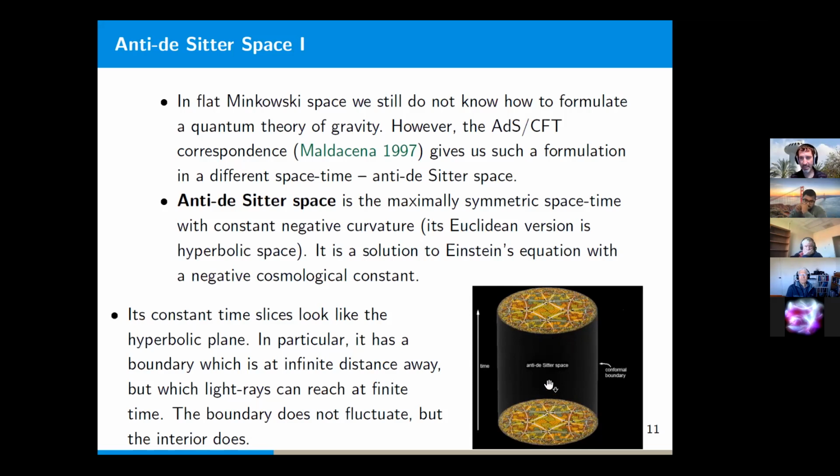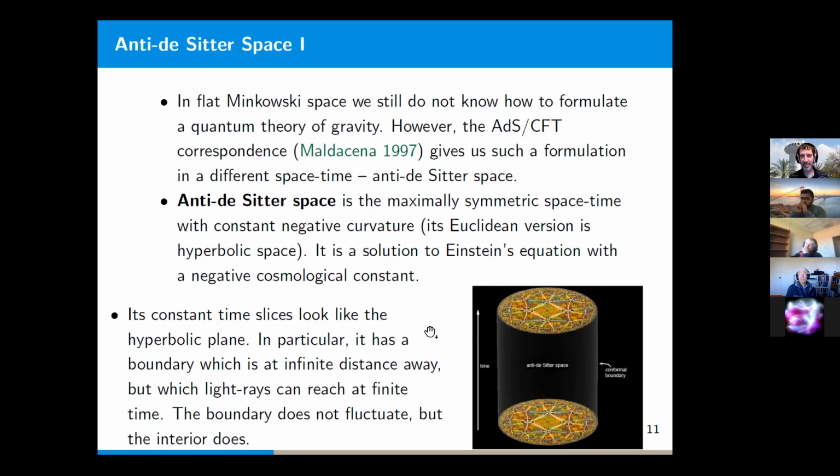Now, it's very important in anti-de Sitter space that because the distance to the boundary is infinite, and also the distance between points in the boundary also diverges, the metric at the boundary itself does not fluctuate, while the metric in the interior does fluctuate. So in a theory of quantum gravity in anti-de Sitter space, the metric does fluctuate in the interior of the space, but the metric at the boundary does not fluctuate.